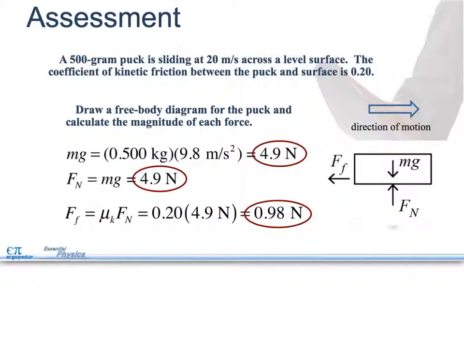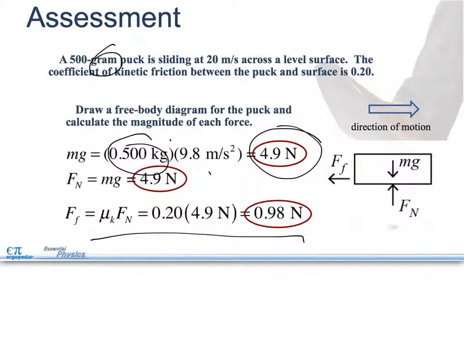So to do our calculations, to find the normal force, we had to change the 500 grams to kilograms, times 9.8, which gave us the weight, or the normal force, of 4.9, and then we could calculate this.